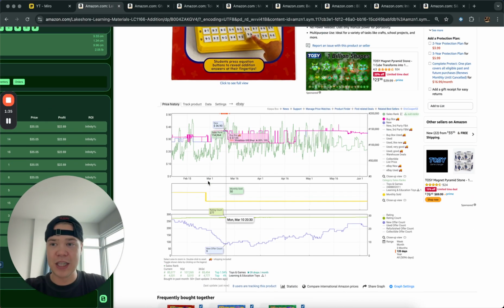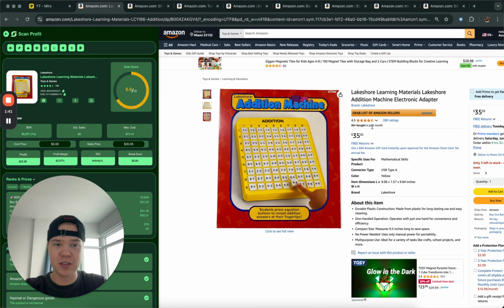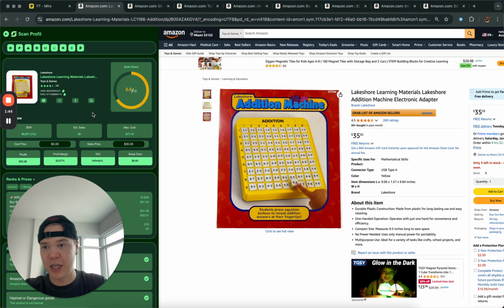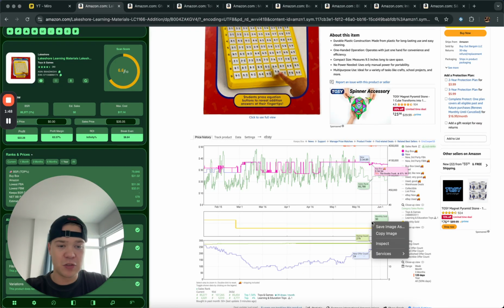Now, I don't like using that because most of your tools are going to have estimators. Like right here, we have 50 sales in the past month. I use Scan Profit. We have 50 estimated sales in the month. So I don't really like using that monthly sold tab.